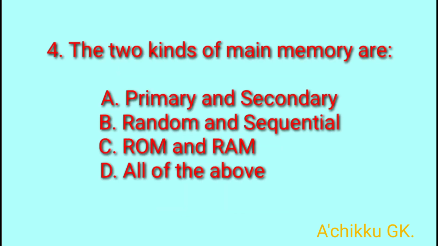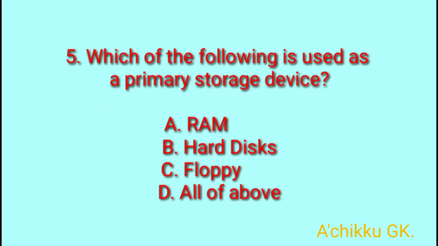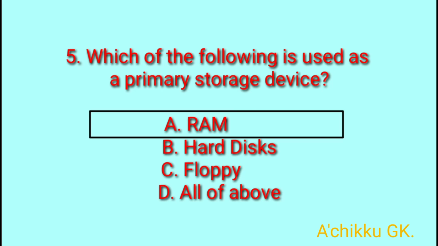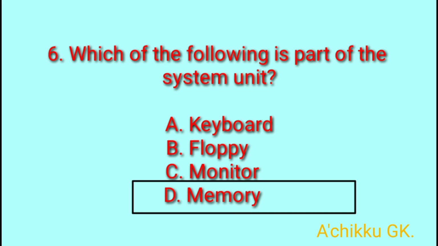The two kinds of main memory are? Answer C. ROM and RAM. Which of the following is used as a primary storage device? Right answer A. RAM. Which of the following is part of the system unit? Right answer D. Memory.